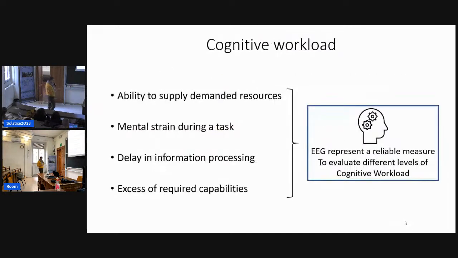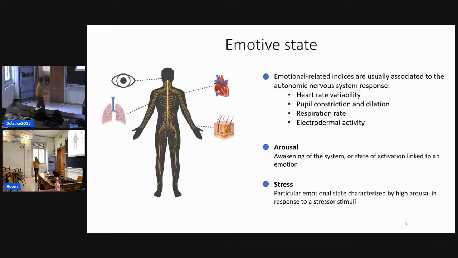That means that the main psychological aspects to be correlated to those biomarkers are cognitive workload, which is divided into different categories, like the ability to supply demanded resources, mental strain during a task, delay in information processing, and excess of required capabilities, and emotive state, which is again divided into different categories related to arousal, for example, and stress, which are connected to the reaction of the autonomous nervous system, peripheral nervous system detection. This can be done by several approaches, like heart rate variability, pupil dilatation, electrodermal activity, and so on.